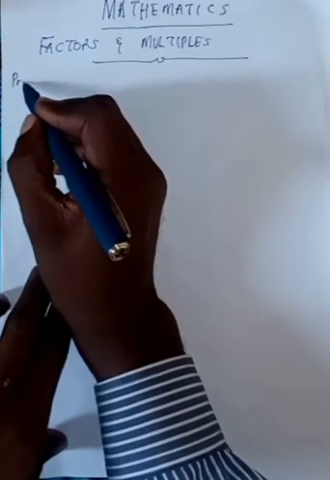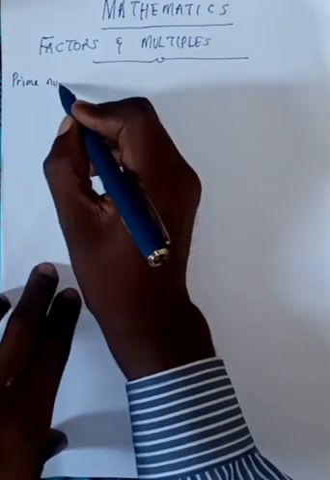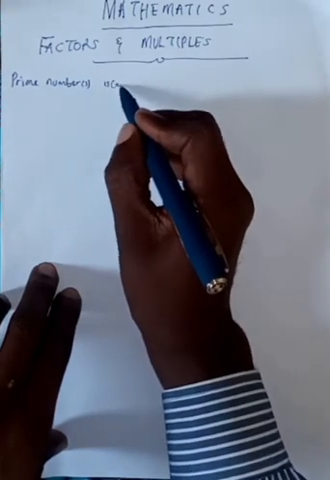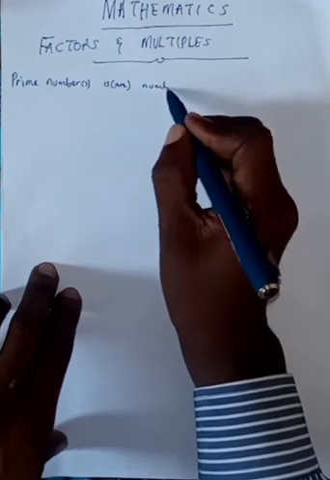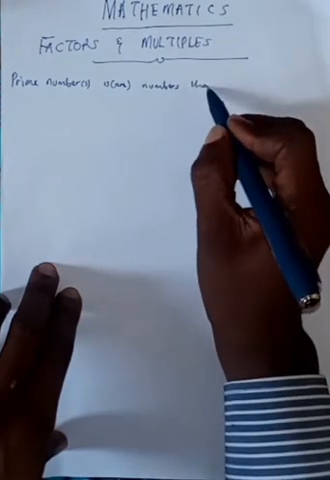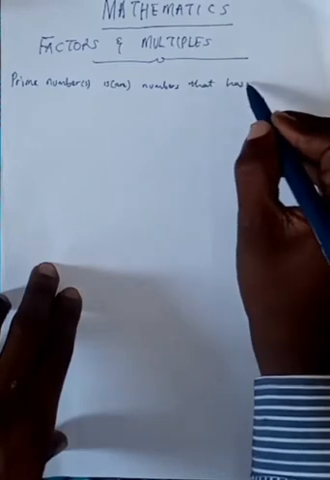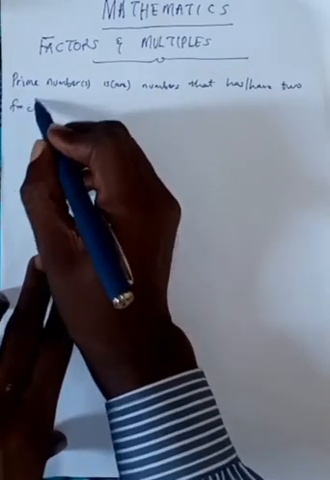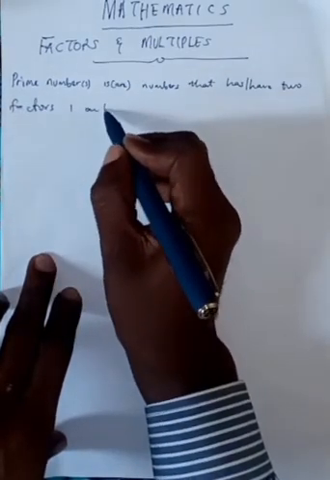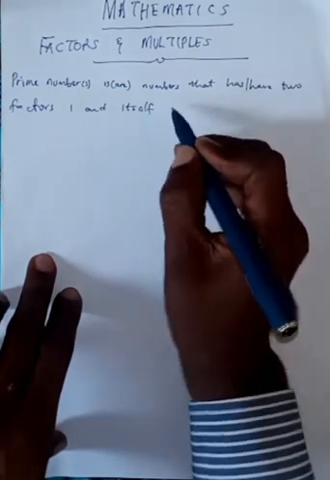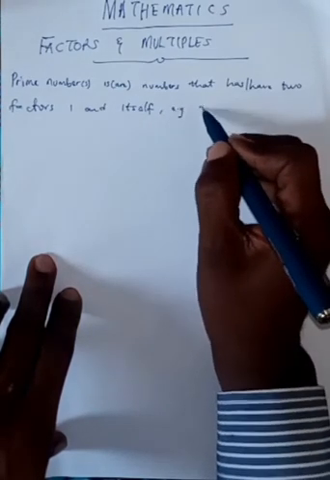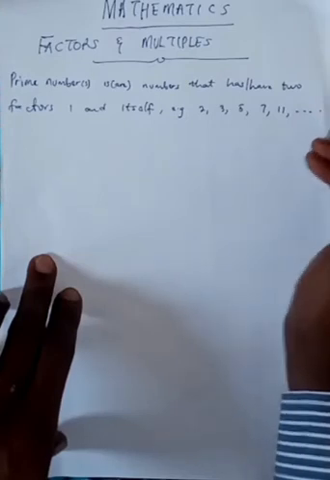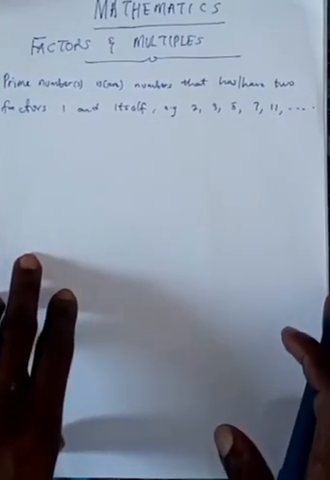So prime number or numbers is or are numbers that has or have two factors, one and itself, e.g. 2, 3, 5, 7, 11, and the list continues till infinity.